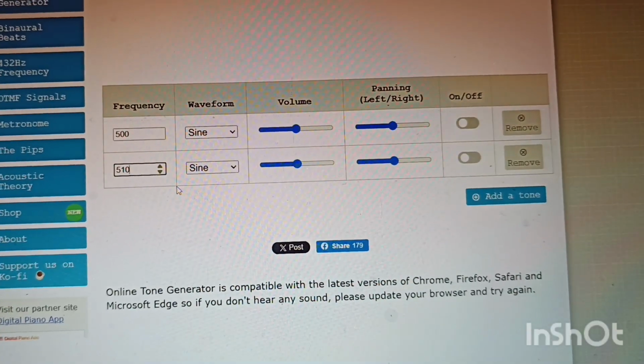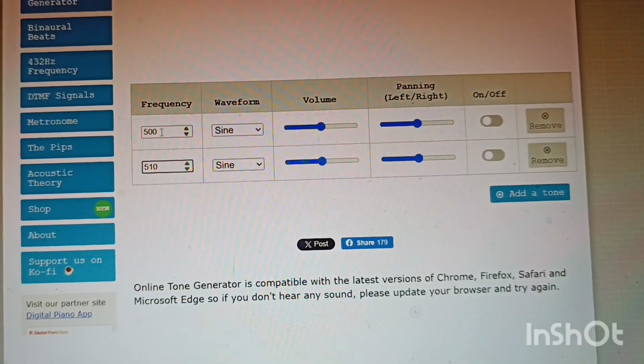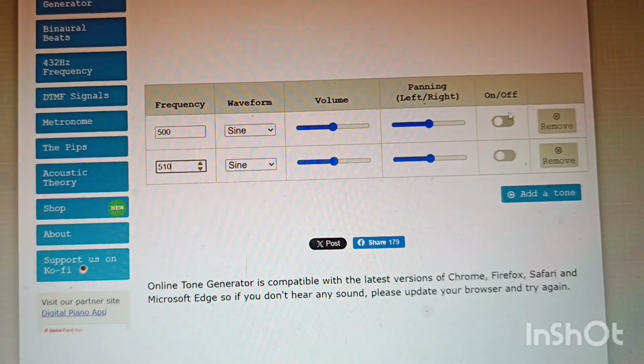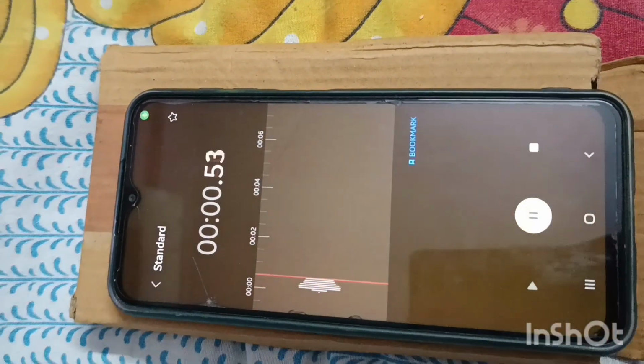Now for the second experiment, we are taking a frequency of 500 Hz and another frequency of 510 Hz, and starting those frequencies here. And again here we are recording and calculating the beat frequencies.